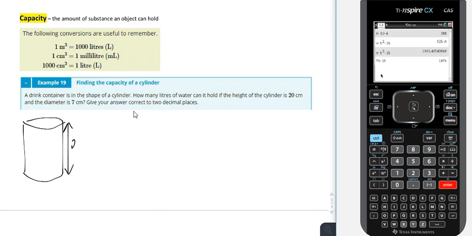What I could do is, I want to be in liters eventually. So I could start with my measurements being in meters. So I could convert 20 centimeters to 0.2. I could convert my diameter to 0.07. Or I go through and I find my answer with respect to centimeters cubed, and I can change that to milliliters, and there's 1,000 milliliters to 1 liter. So I could then convert it if I so wished. That method is actually what I'm going to go through now.